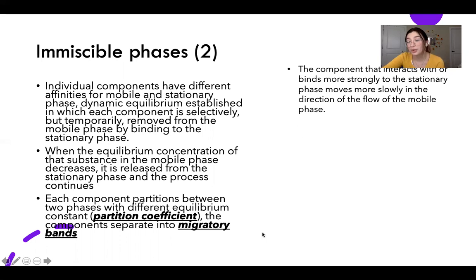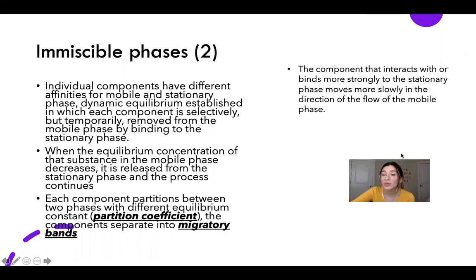These are our partition coefficients. The components separate into migratory bands. I will show you the migratory bands in a picture right now. The component that interacts with or binds more strongly to the stationary phase moves more slowly in the direction of the flow of the mobile phase.